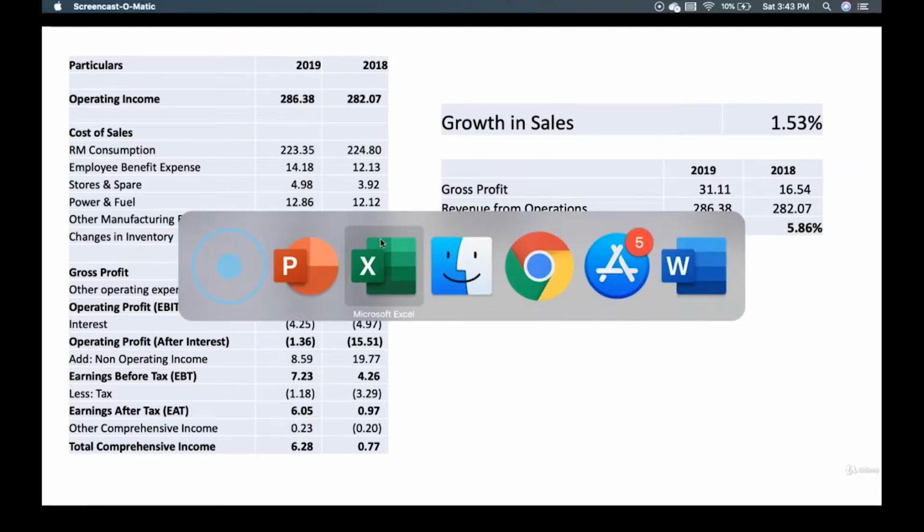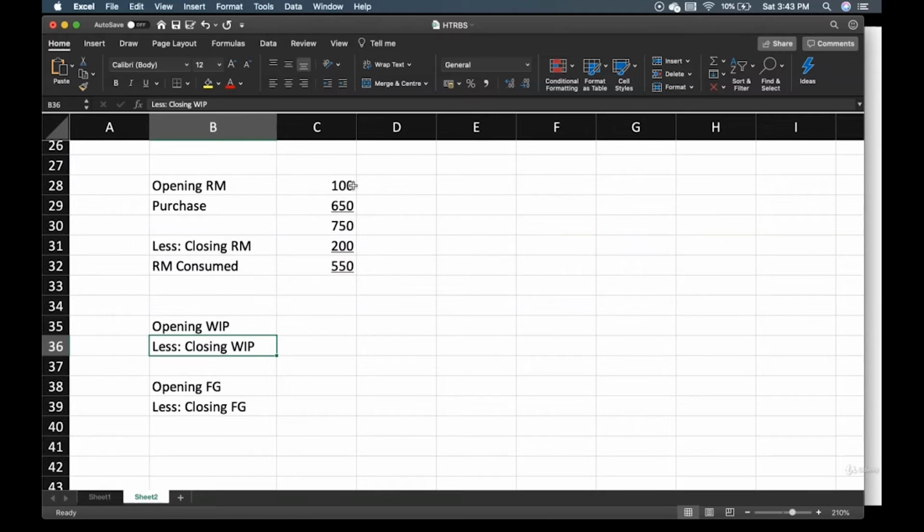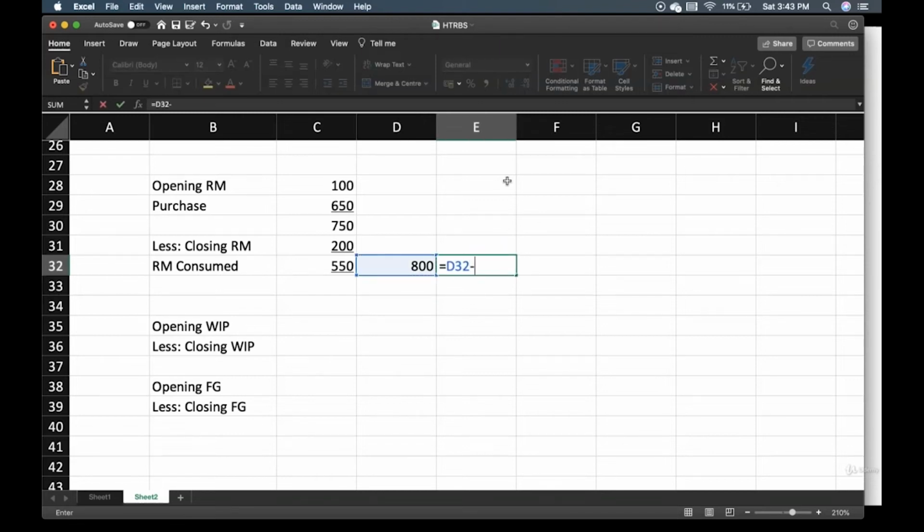Look at this. I'll just take you through an Excel. Let's say you had opening raw material of 600. You purchase some more raw material, 650. It means the total raw material you had is 750. But at the end of the year, the raw material in hand is only 200. So what does that mean? You have consumed raw material worth 550. Okay, so this is your raw material cost, and let's say you have sold this for 800 rupees. It means you made a profit of 250 here.